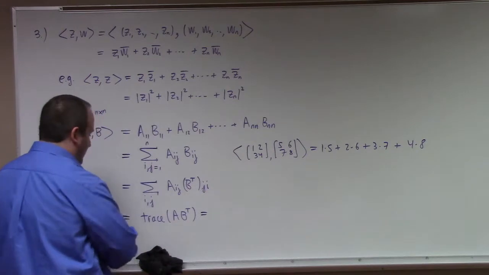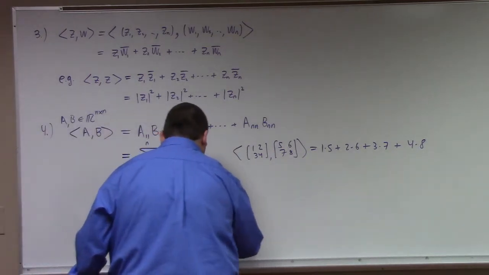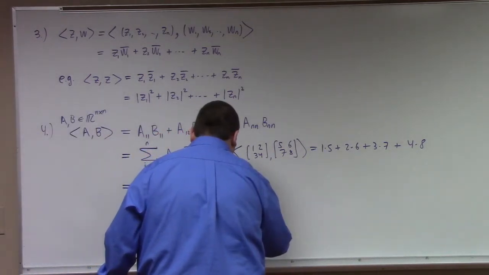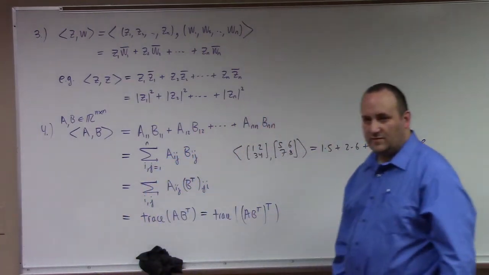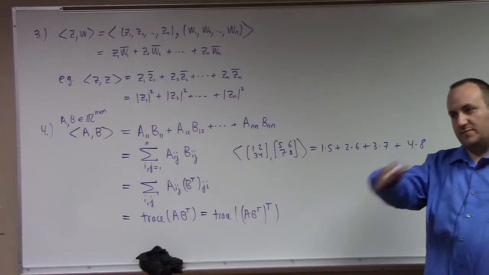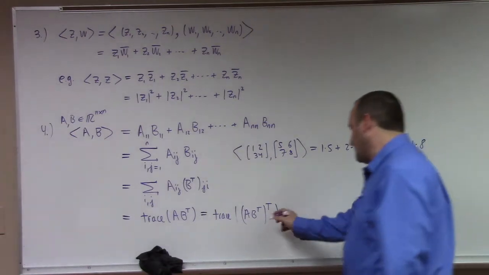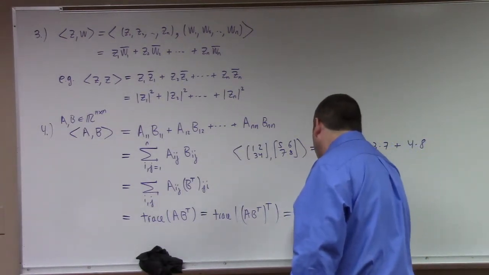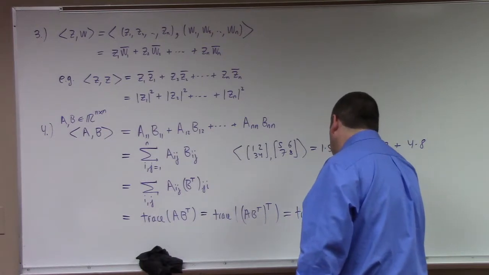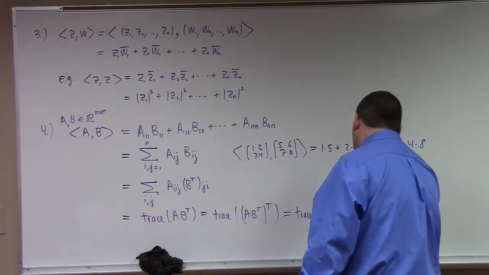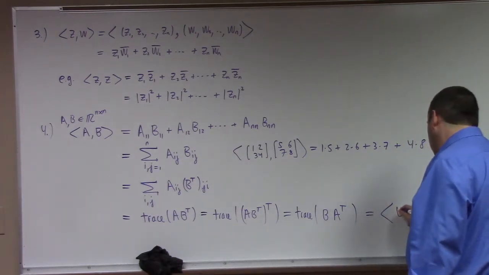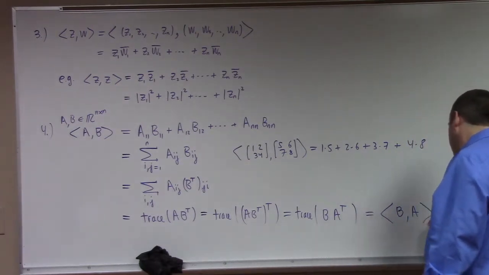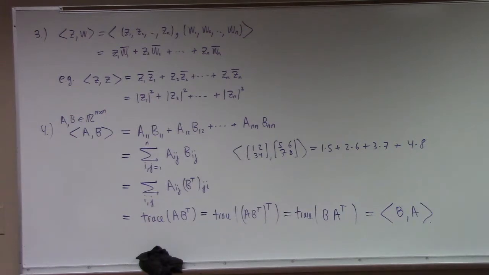So this would be equal to the trace of AB transpose, right? Because if you transpose a matrix, it doesn't change the trace. The diagonal is fixed under transposition. And then by socks and shoes, this is the trace of B A transpose, which of course, by our just now given definition, is B comma A. So there you go. There's a proof of symmetry.